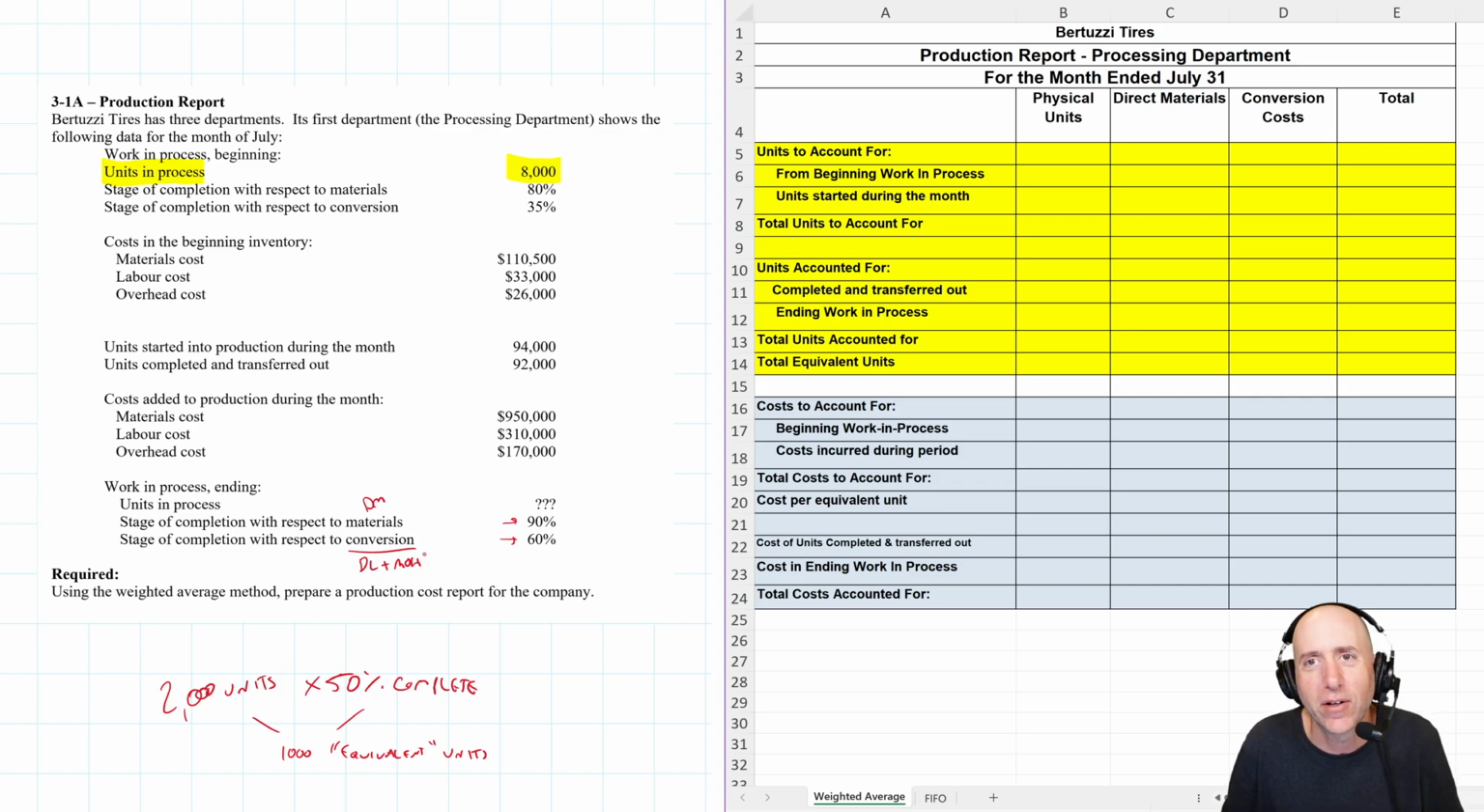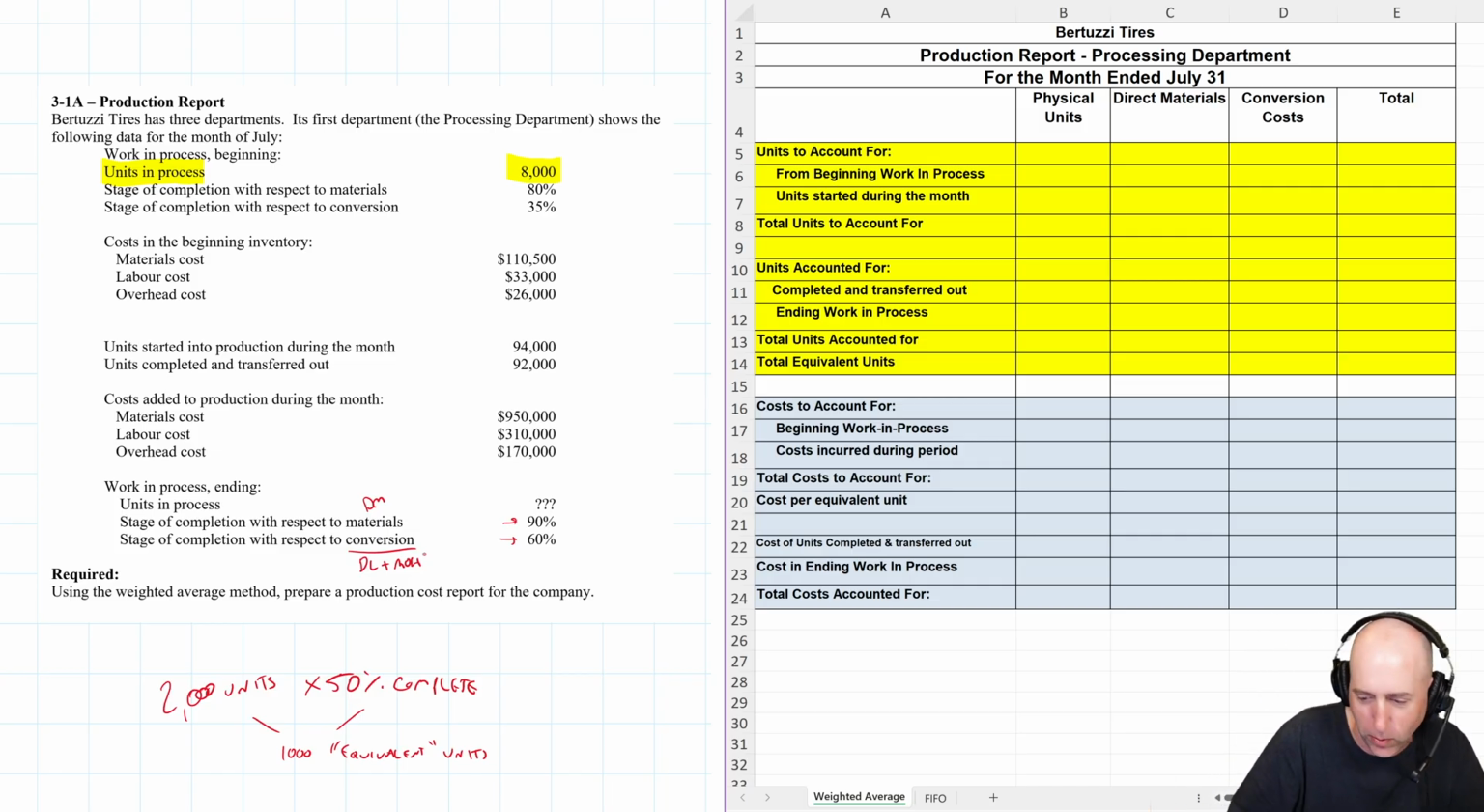I think of the half-baked cookie, right? I got a cookie, it's in the oven. Well, the materials are 100% there. I don't have half the cookie materials in. Once I put it in the oven, it's done, but the cooking's only half done. So the conversion might be 50 or 60% done. So that's sort of an interesting thing, and it creates interesting challenges for us in accounting, which is why we may need to make this table.